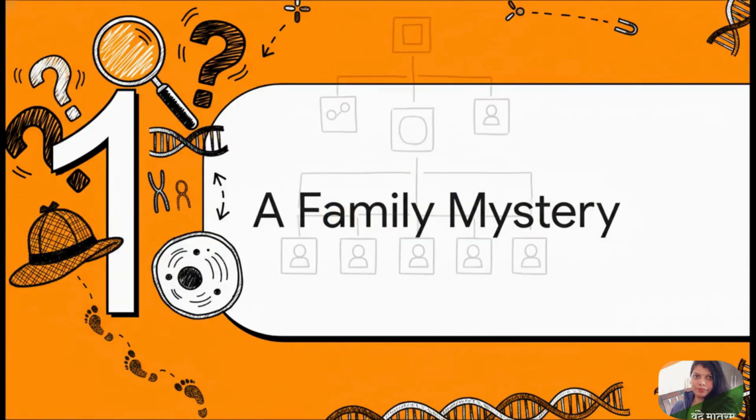So let's treat this like what it is, a family mystery. We're about to investigate it. But the clues, they aren't in fingerprints or old photographs. Nope. They're hidden deep inside our very own cells. And by following them, we can uncover the scientific rules that govern why we look the way we do.